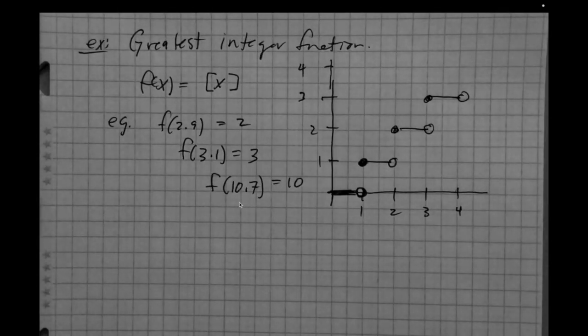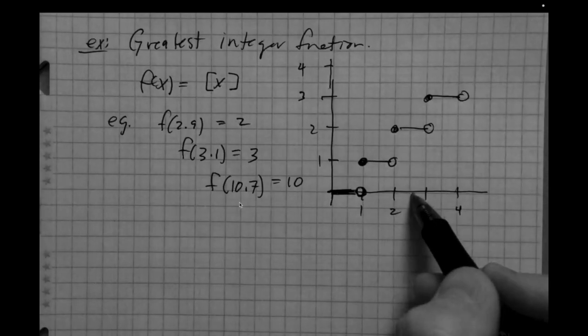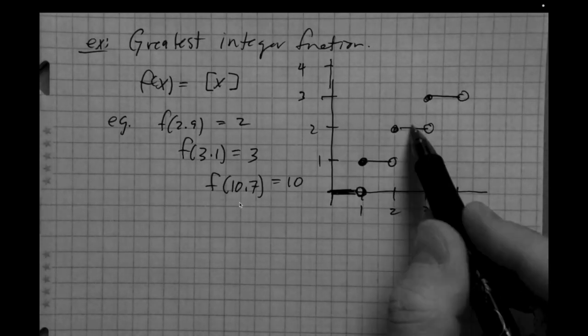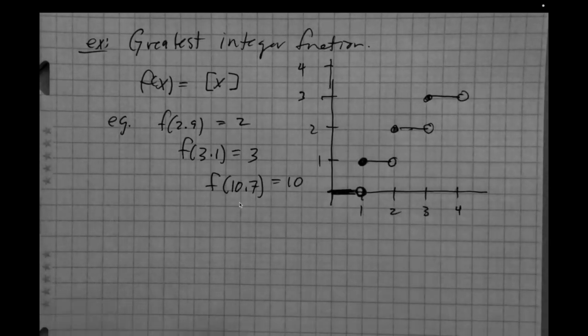Okay, so this is the greatest integer function. Notice you plug anything in here like 2.5, the greatest integer is 2, so that's why we're here on 2. So you can see that this is indeed what it looks like. So this function obviously has an infinite number of jump discontinuities, right? Every integer is a jump, right?